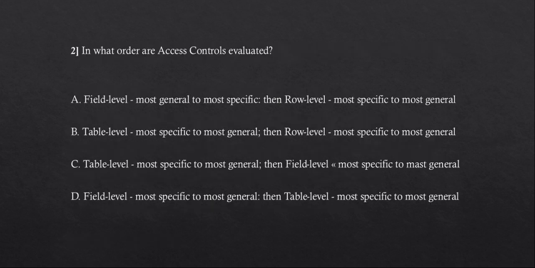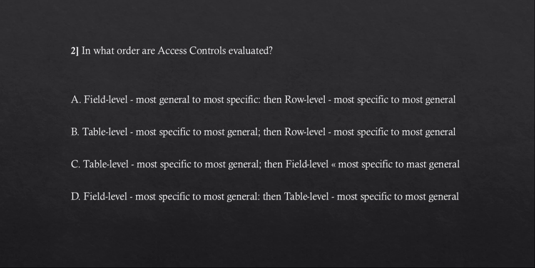2. In what order are access controls evaluated? A. Field level, most general to most specific, then row level, most specific to most general. B. Table level, most specific to most general, then row level, most specific to most general.